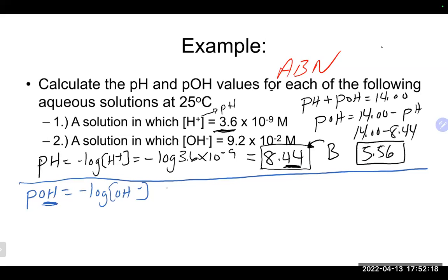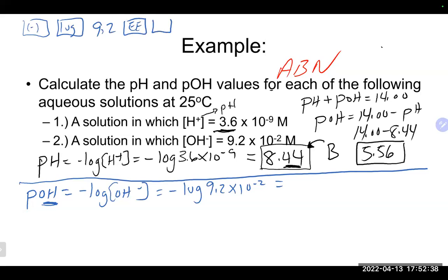For pOH, you should be using the OH minus concentration: minus the log, in this case, of 9.2 times 10 to the minus 2. And again, depending on which calculator you've got going, this is how you should punch it in. Negative log, 9.2, exponent button, negative button, and 2, and hit equals. If you've got a non-display calculator, you should start with 9.2, exponent button, negative button, 2, then you should hit the log button, and then you should hit your negative button. So again, those are the 2 ways that you would punch it in.